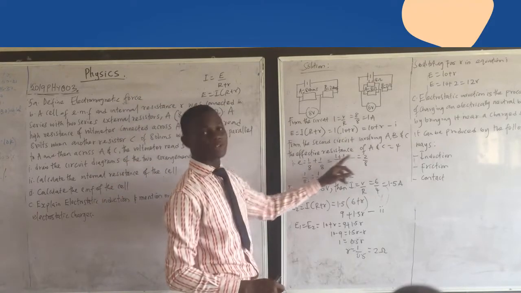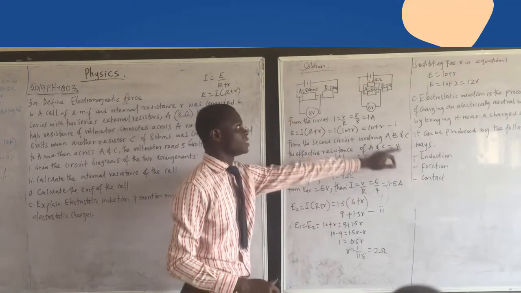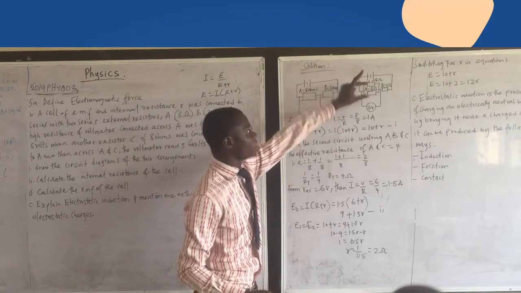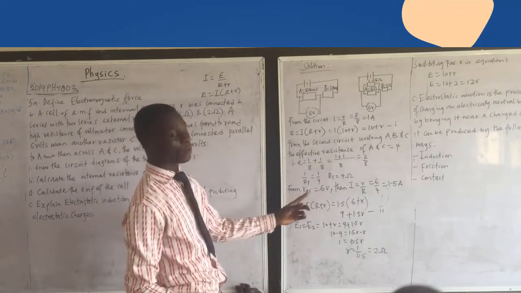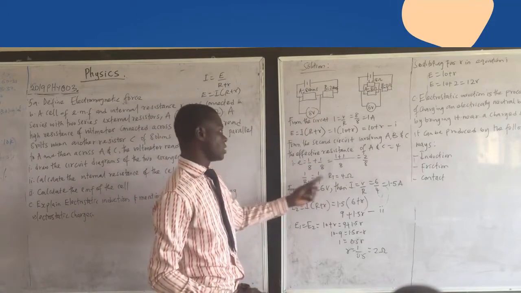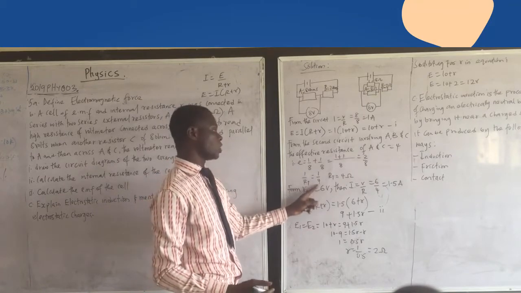From the second circuit involving A, B, and C, the effective resistance of A and C is 4. How is it 4? These are connected in parallel. So if you want to calculate, that's 1 over 8 plus 1 over 8. That gives you 2 over 8. Then 1 over the effective resistance, 2 here over 2 here, so that's 1 over 4.